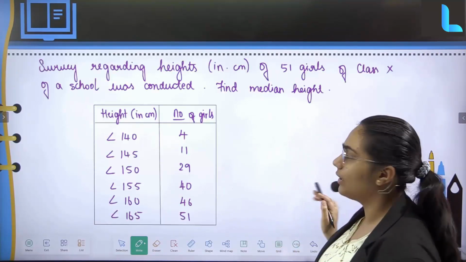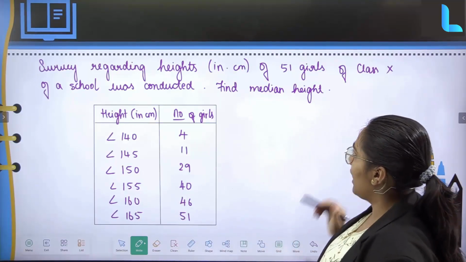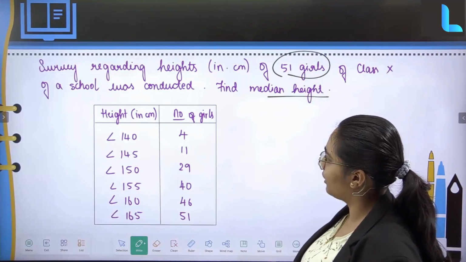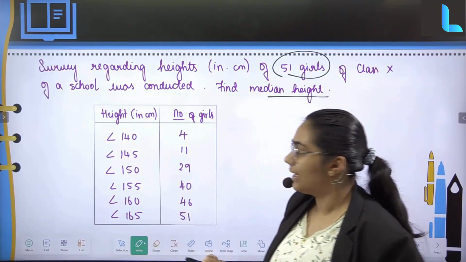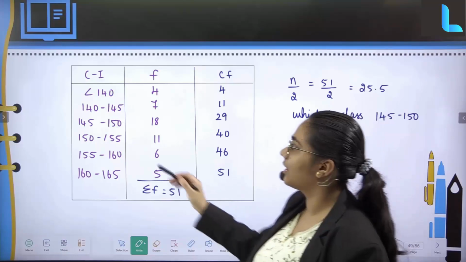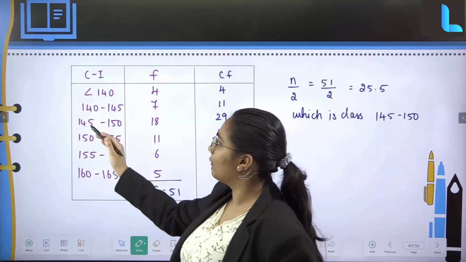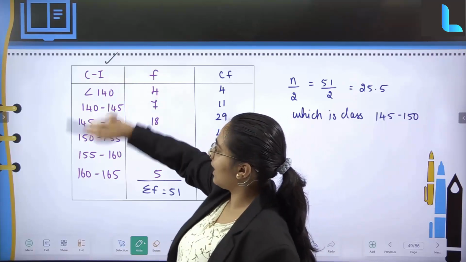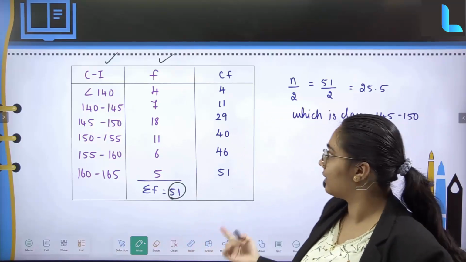Right, simple question only. You just have to find out the tabular one, then it's all about plotting. So now here you have to basically find out the median height of the 51 girls. The question is, height has been given, that is less than 140, less than 145, less than 150. So whatever this data is, first I'll convert that to the grouping part. So less than 140, 140 to 145, 145 to 150. This is how I'll write my class interval, and then my frequency is already given. Totally 51 girls is what you have.